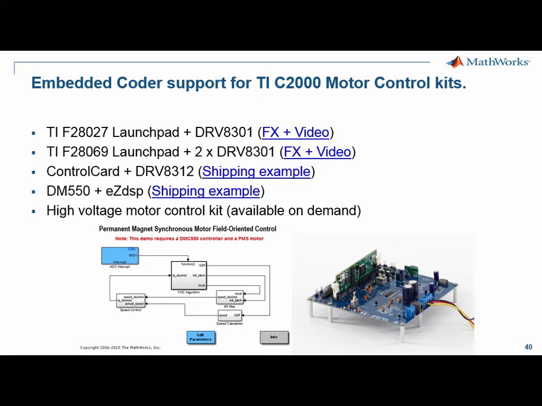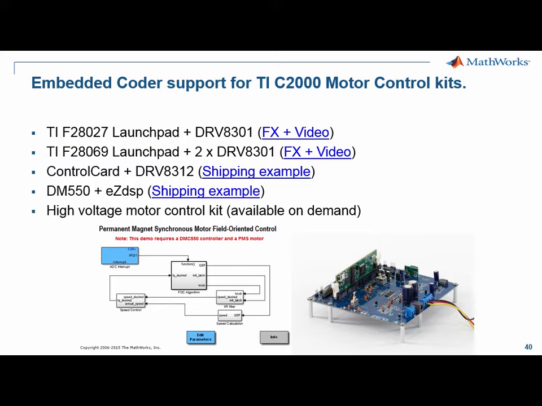We also have support for the popular DRV8312, that's a shipping example of our support package. We also support an older platform which is based on Spectrum Digital DM550 plus the Easy DSP, and that's also a shipping example as part of our embedded coder support package for TI C2000 devices. We also have support for the high voltage motor control kit. Just send us an email and we'll give you Simulink models.